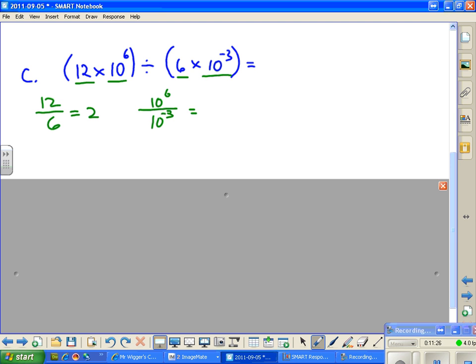So we change the sign of the 3, and then we add it to the 6, and that becomes 10 to the 9th. And now our number is going to be a combination of this and this multiplied by each other, even though this is a division problem, and we get 2 times 10 to the 9th. In this case, the decimal is right here, even though it's not written, and we're already in scientific notation, so this is a done deal. That's the answer. Okay?